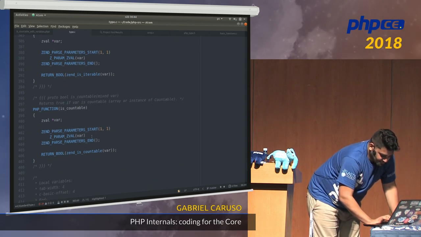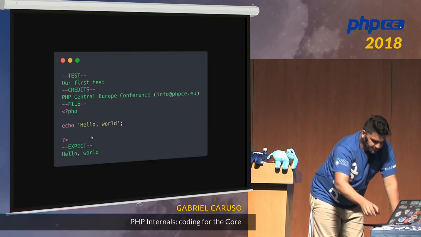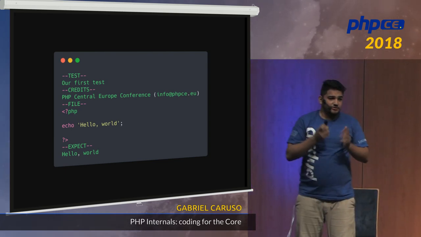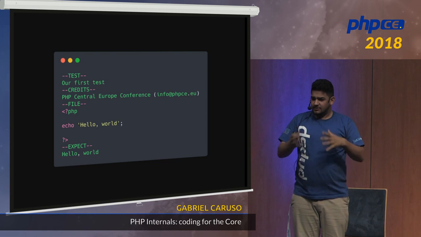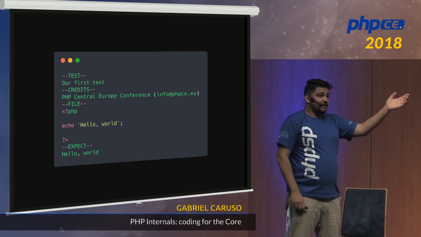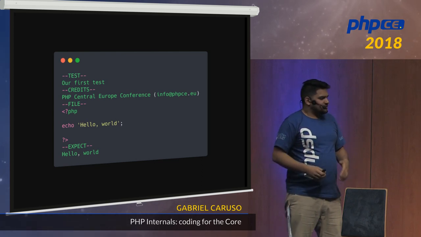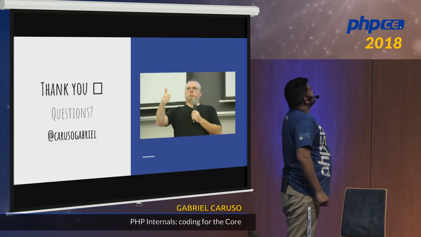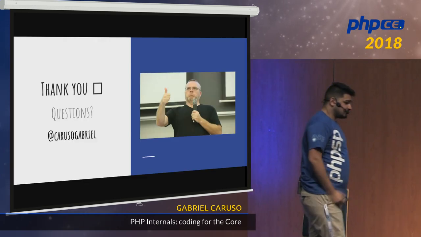So I coded a function for PHP, and that is the purpose of this talk: for you to start to hack on the C code. I want to create is_array and is_integer. You can, because it's easy. So that's all for today.